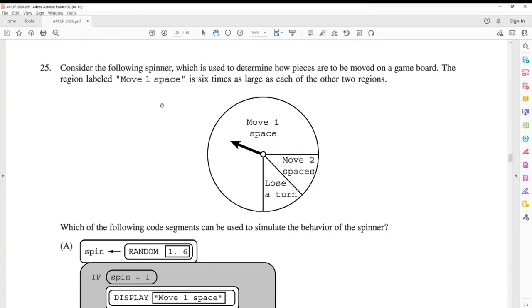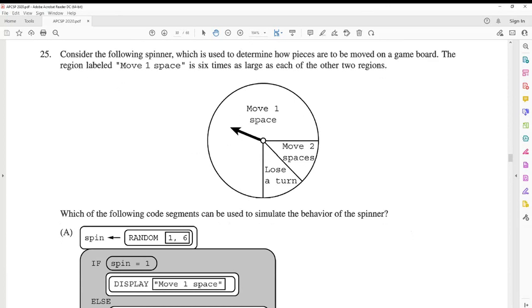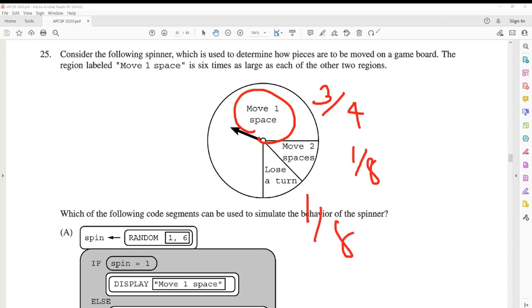Okay, number 25, we have a spin. For a spin, you need to remember it is usually a random number. So this one, move one space is about 75%, right? So move two spaces is about 1/8. Lose a turn is 1/8. This is the random number we have.